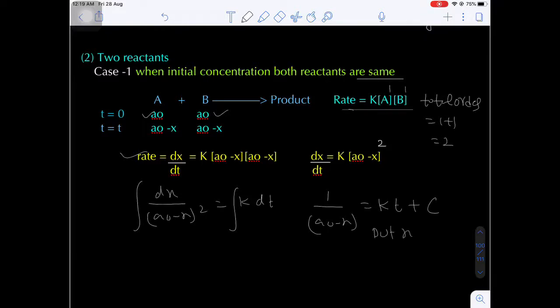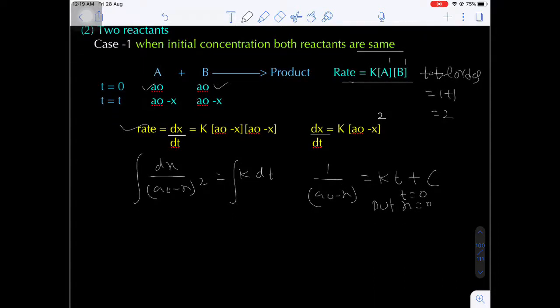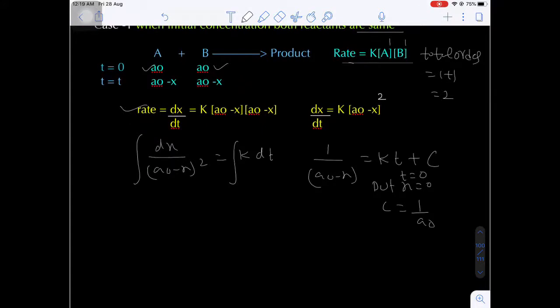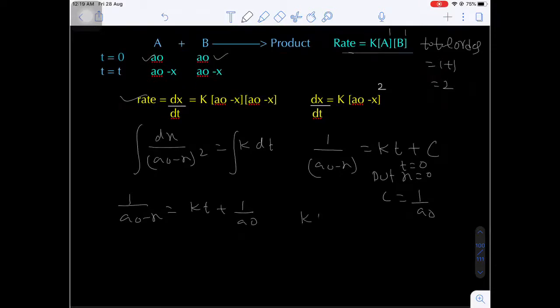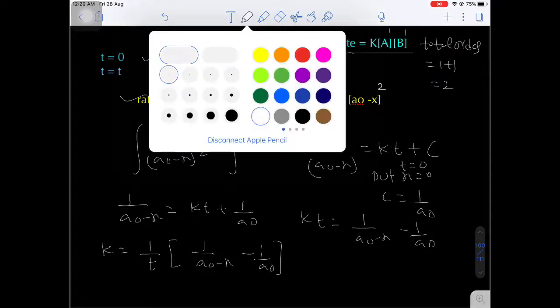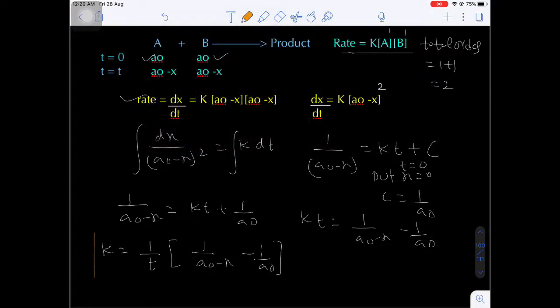So put x equal to 0 at time t equal to 0. So you will get the c value which is equal to 1 by A naught. So 1 by (A naught minus x) equals kt plus 1 by A naught. From here kt equals 1 by (A naught minus x) minus 1 by A naught. So finally k equals 1 by t into [1 by (A naught minus x) minus 1 by A naught]. This will be the second order rate constant expression.